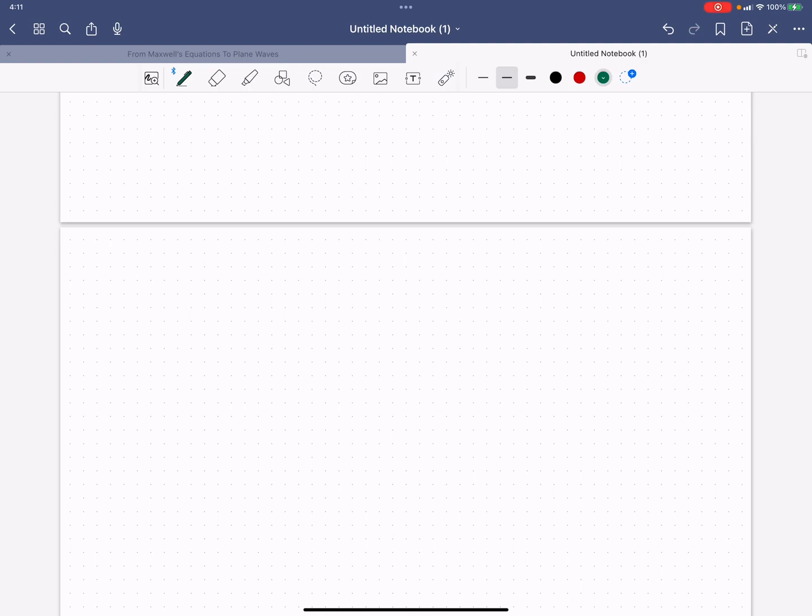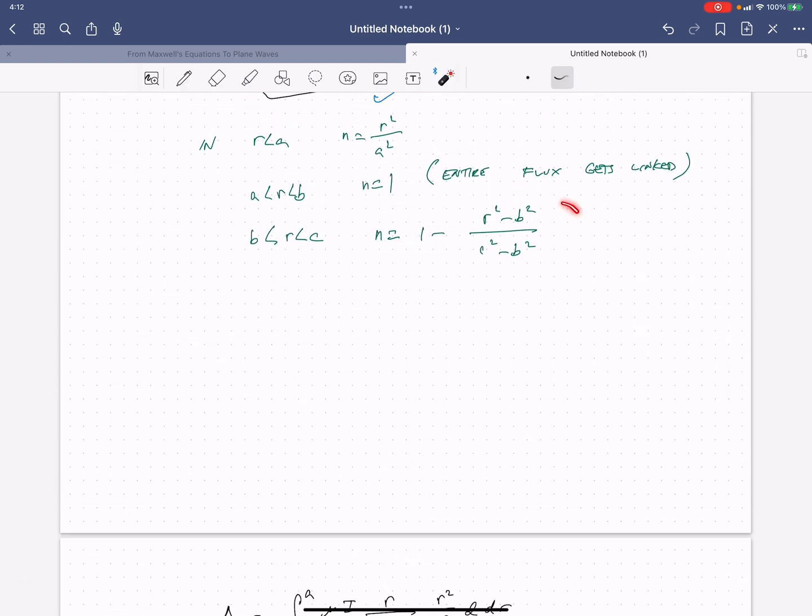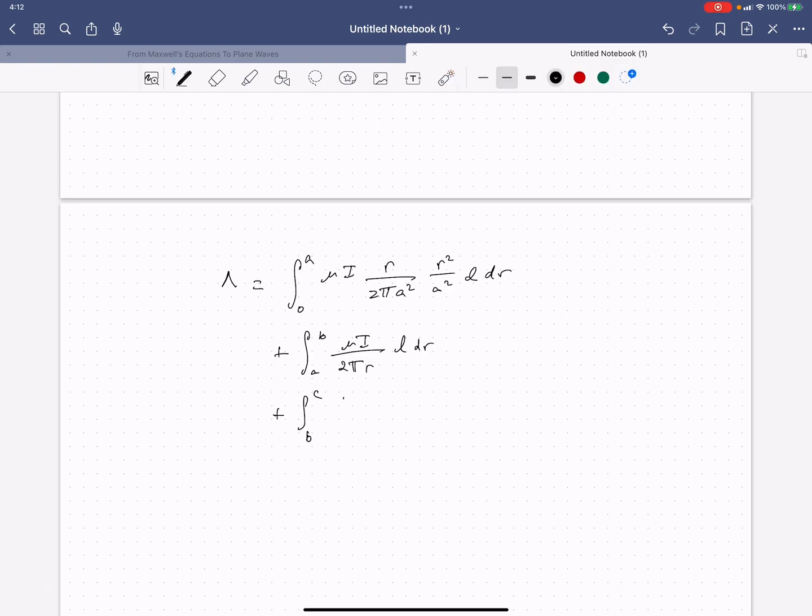So then the sum of the flux linkages is going to be: from 0 to A, mu I R over 2 pi A squared, times R squared over A squared, L dR, plus from A to B, mu I over 2 pi R, L dR, and then plus B to C. I'm not going to write that out, so I'll just write it like that.